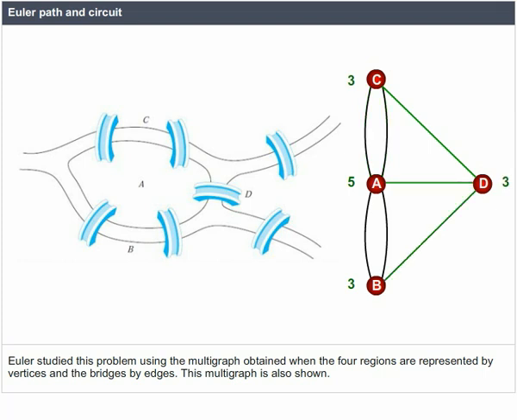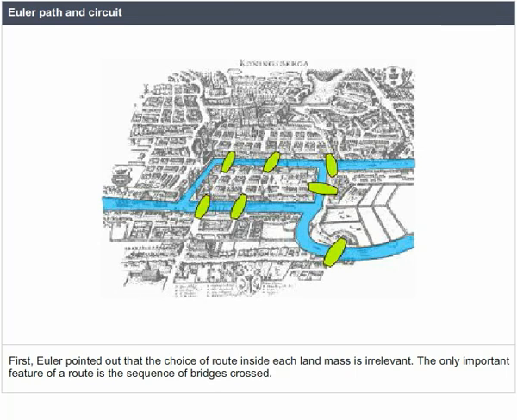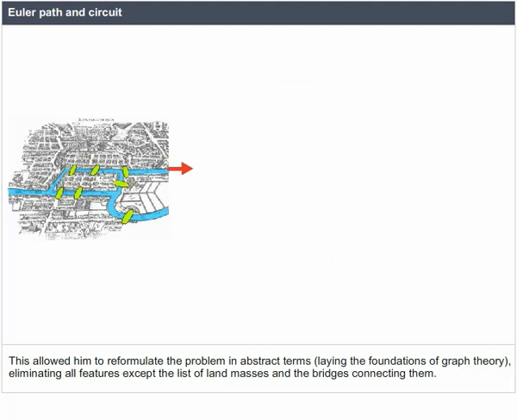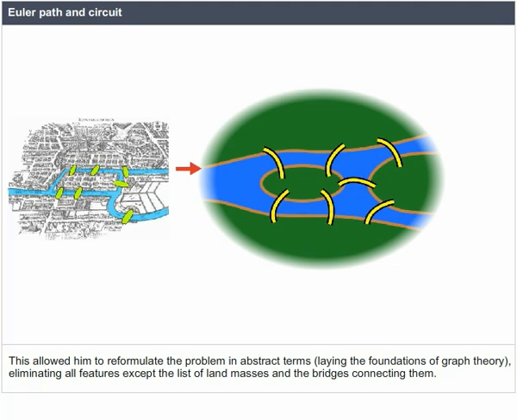First, Euler pointed out that the choice of route inside each land mass is irrelevant. The only important feature of a route is the sequence of bridges crossed. This allowed him to reformulate the problem in abstract terms, laying the foundations of graph theory, eliminating all features except the list of land masses and the bridges connecting them.